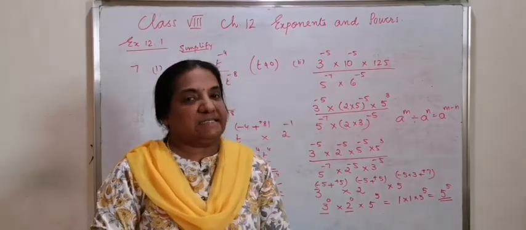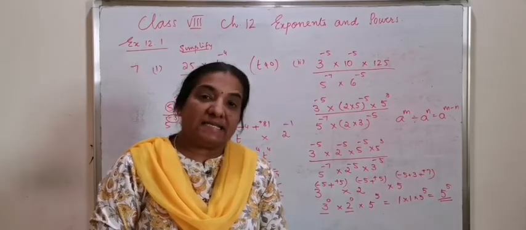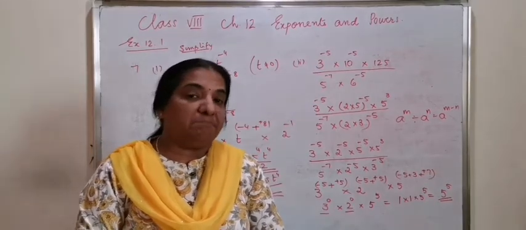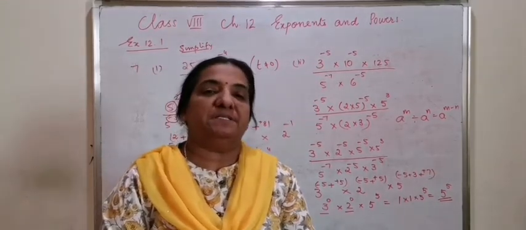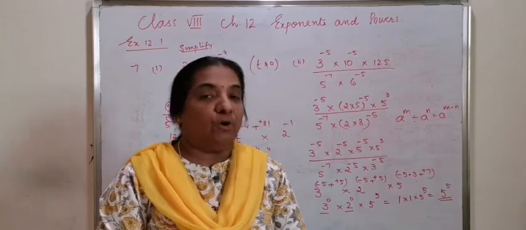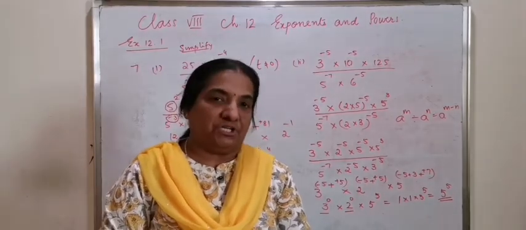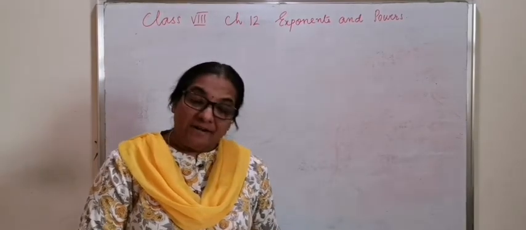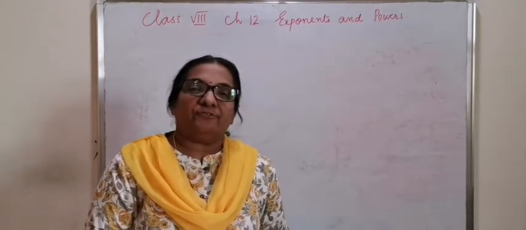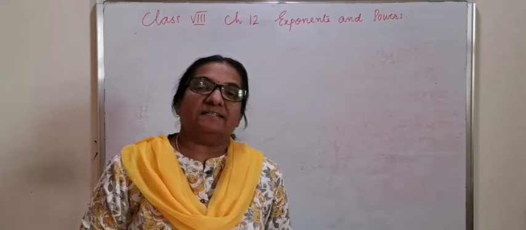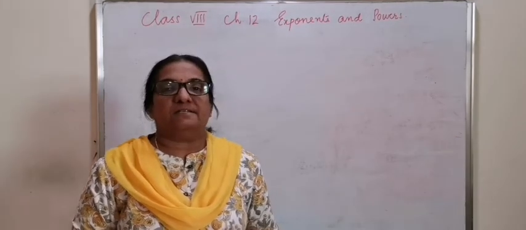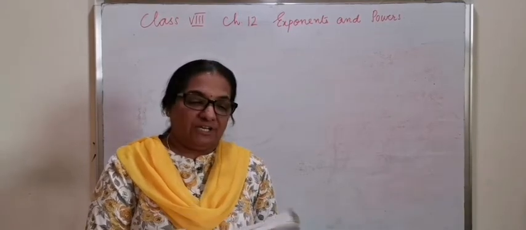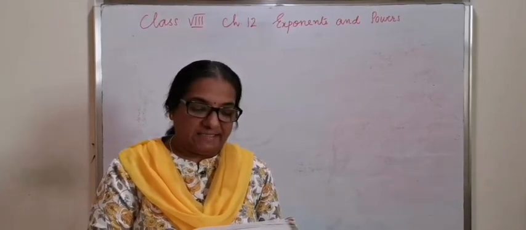This completes exercise 12.1. Let's see in the next topic how to express large numbers as well as smaller numbers in the standard form or in scientific notation. There are many instances in nature where we have to express certain facts in very large numbers or very small numbers. The examples are given in your textbook on page 198.